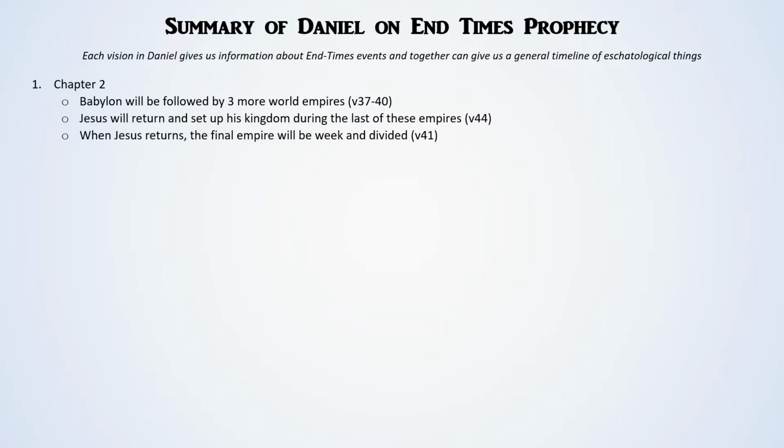The interpretation told us that after Babylon there would be three more world empires. And I even put here, if you want to check it out, verses 37 through 40 in Daniel, and we'll read some of this as we go through, because we're not in a hurry tonight. We're going to just work through everything we've done so far. So I'll go ahead and read that.